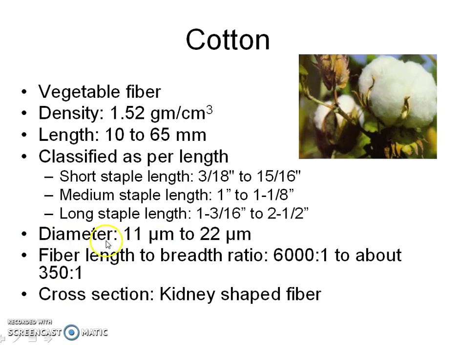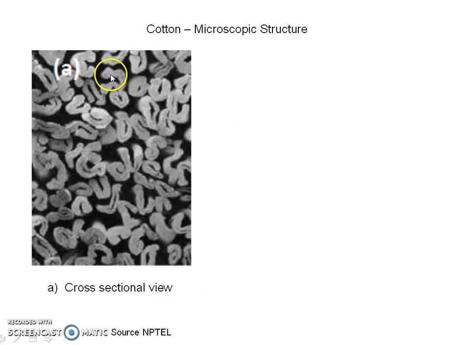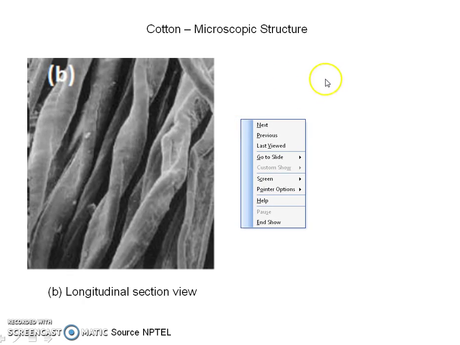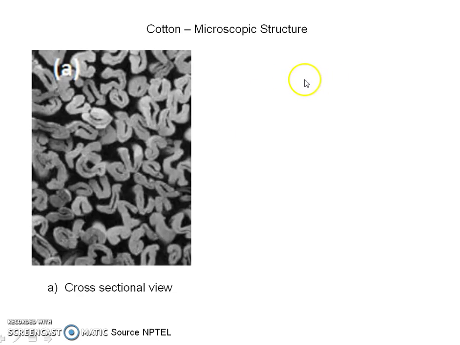The diameter of cotton fiber ranges from 11 micrometer to 22 micrometer. The fiber length to breadth ratio ranges from 6,000:1 to about 350:1. Higher ratio gives easier spinning. The cross section of cotton fiber is kidney shaped. If we look at the cross-sectional view of cotton under the microscope, we observe that it is largely bean shaped.